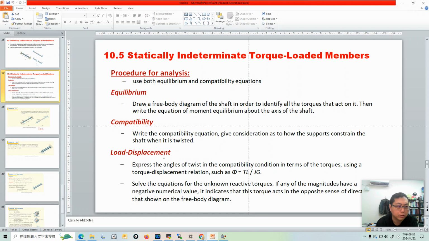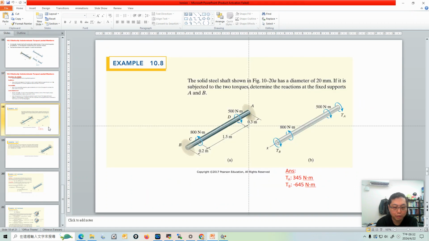Here is the procedure for a statically indeterminate problem, but actually this is almost the same as the section on axial loading. If you already understand the statically indeterminate axial loading problem, you don't need to pay more attention to this, because it's almost the same. The conclusion is you need to find another equation by yourself.